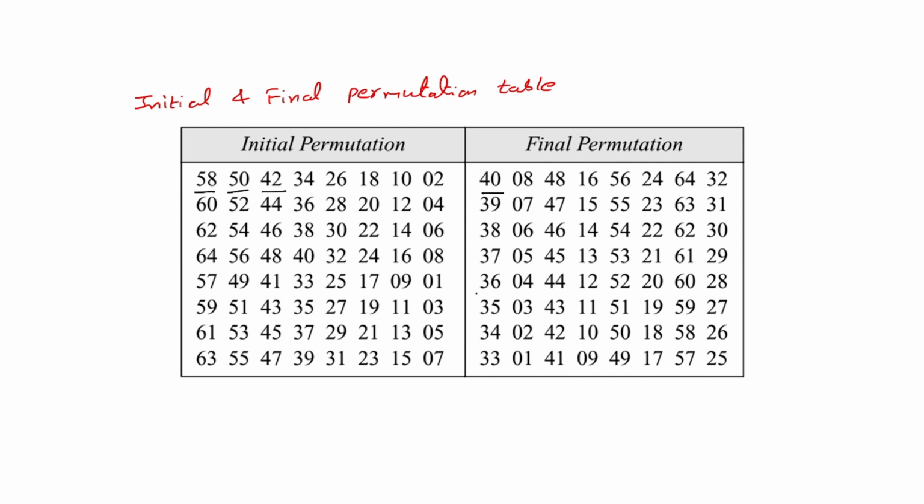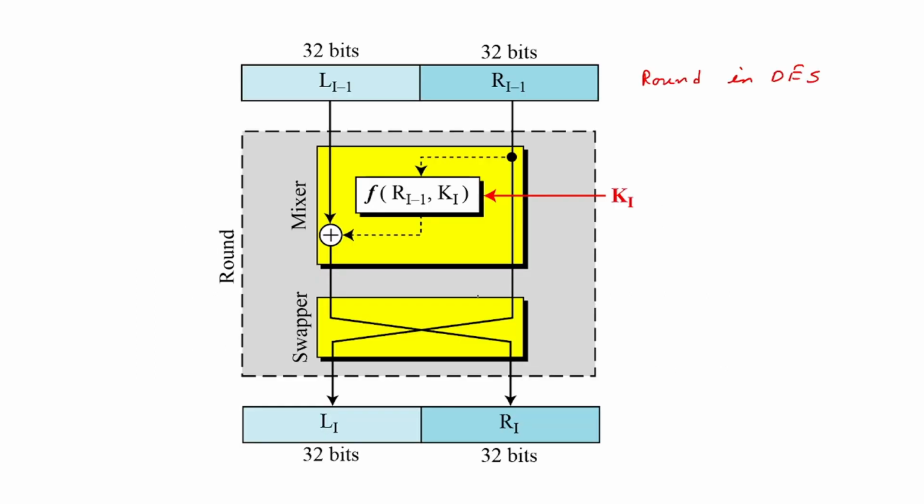And next we need to know about the round. Each round has a Feistel structure. This is called the Feistel structure, or Feistel cipher, or Feistel design.